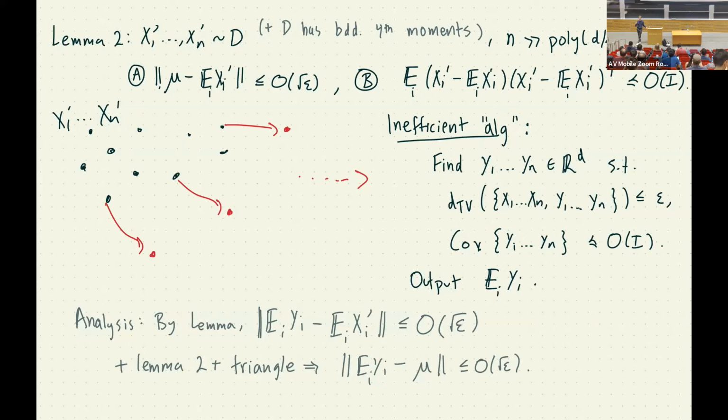Others? And then I promise we'll go back to sum of squares. We didn't actually talk about sum of squares, but the second half is going to be all about sum of squares.